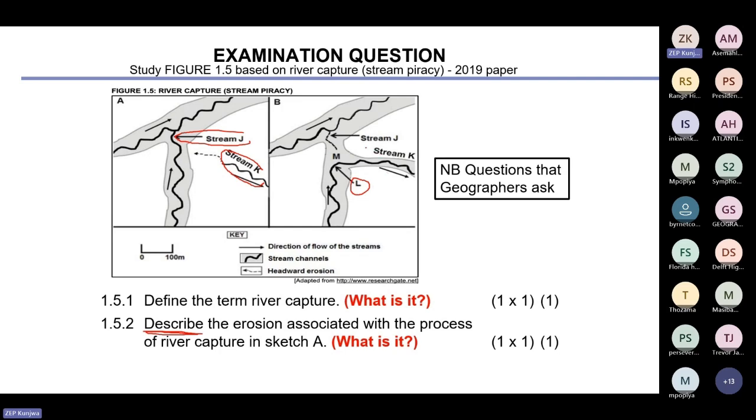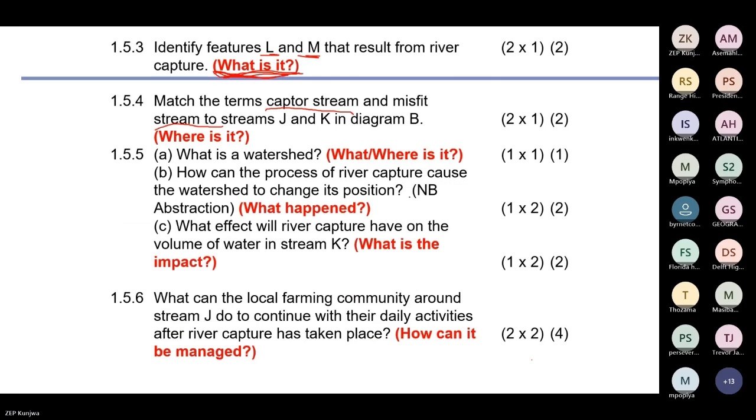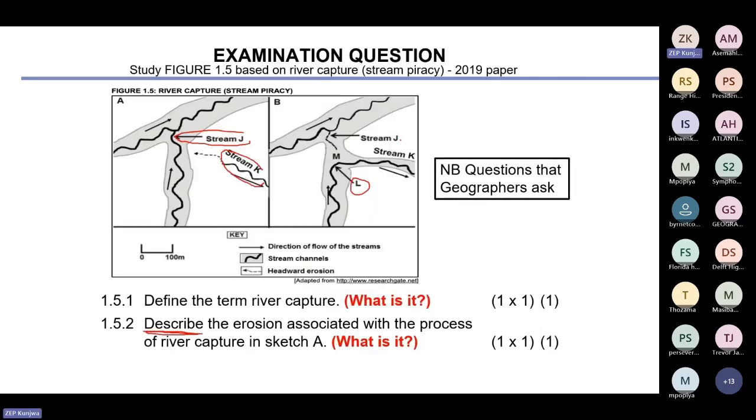one that is before the capture. Let's double check if the question states there. In diagram B, yes, it says in diagram B. So we're going to work with diagram B. Those are the very important details, learners. You need to read the instructions properly. So that is J there. Can you see J there? So that is a misfit. And then K is the captor.